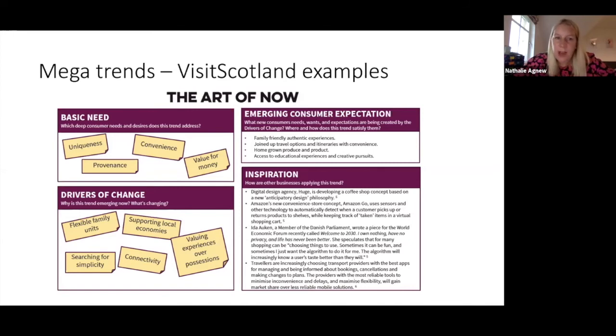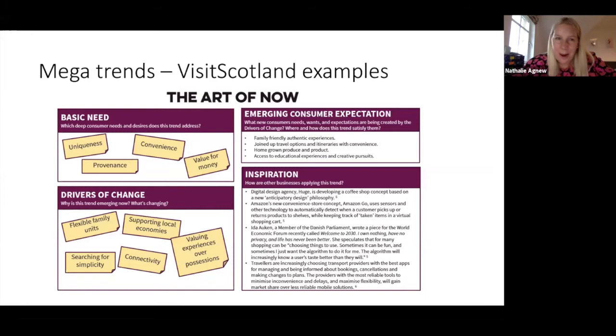Then they've looked at drivers for change. So what's causing this change and what's creating this trend? And that's things like connectivity and valuing experience over possessions. Then you've got the emerging consumer expectation. So that's, you know, how do we satisfy the trend? What is it that this new consumer is looking for? And then there's some inspiration there.